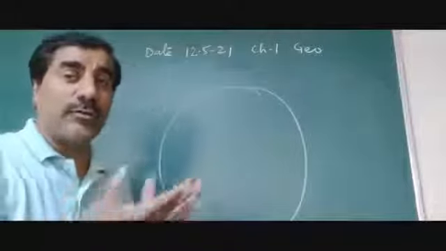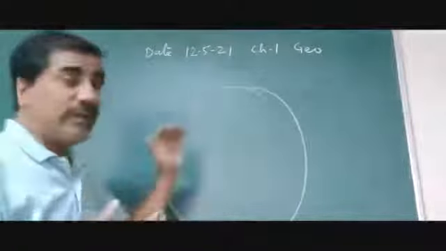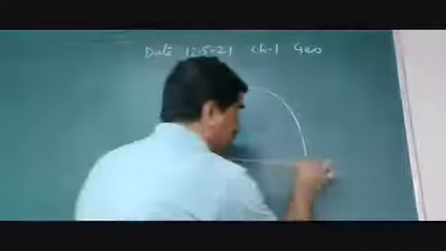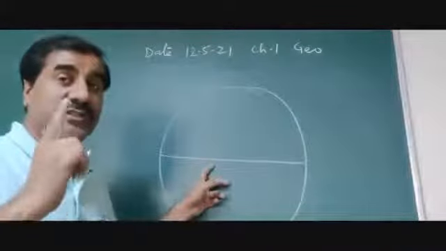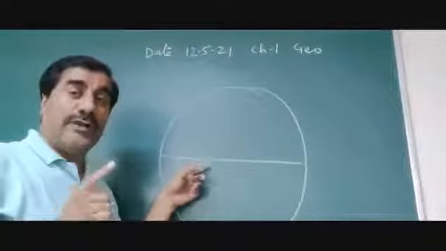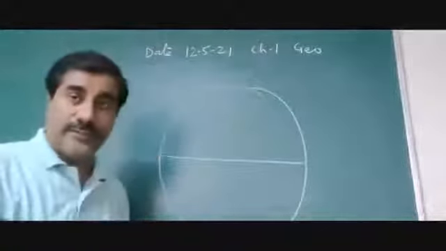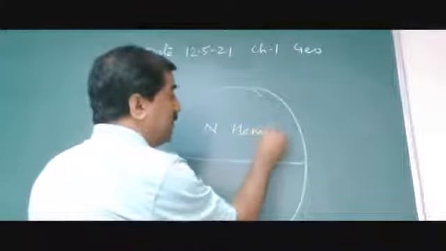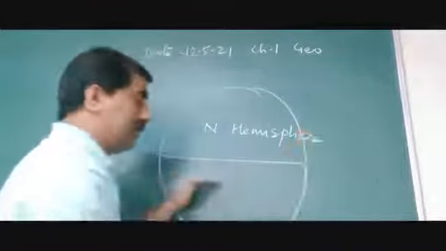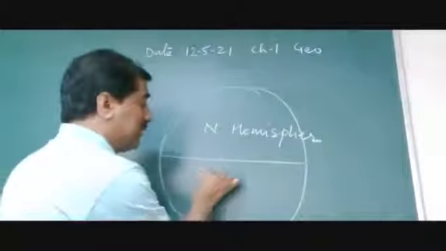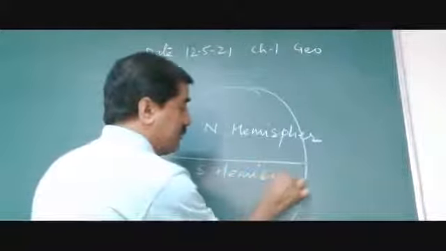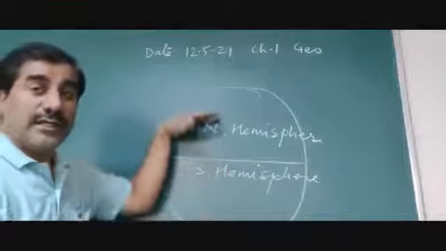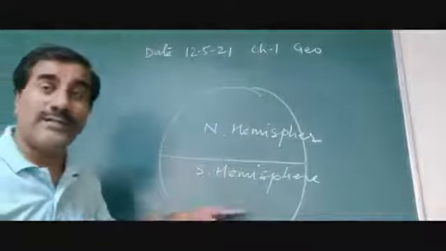0 to 180 longitude is the eastern hemisphere, and on the backside 181 to 360 longitude is the western hemisphere. And 0 degree is a latitude, not a longitude. 0 degree latitude divides the earth into two equal parts. The upper part is considered the northern hemisphere, and the bottom part is considered the southern hemisphere.